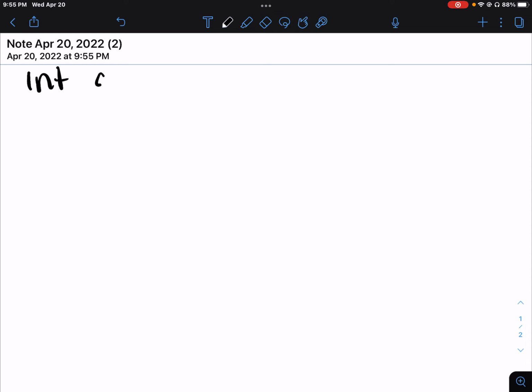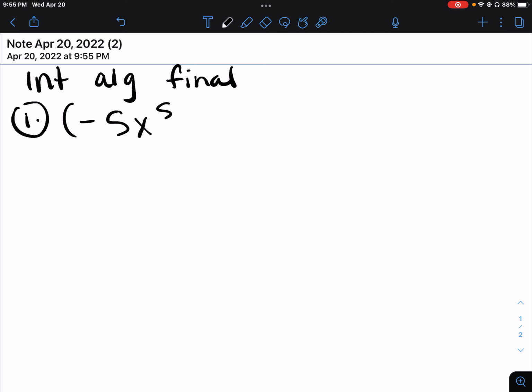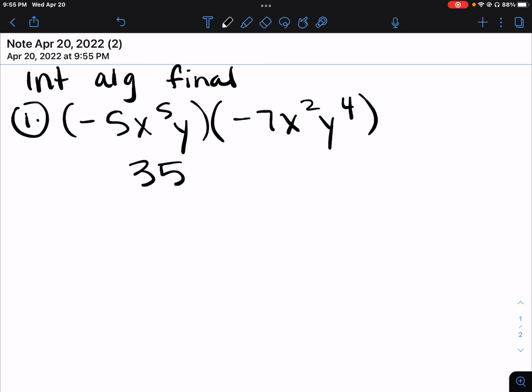Okay, intermediate algebra final review. Multiplying. Negative times negative. For the x's, we have 5 and 2 more is 7. For the y's, we have 1 and 4 more is 5.